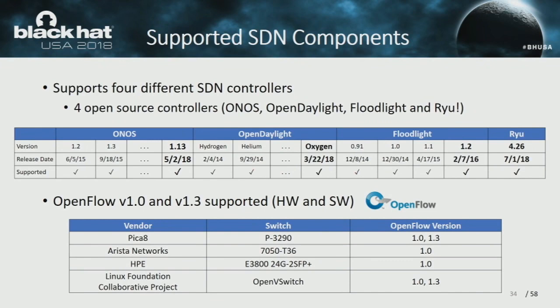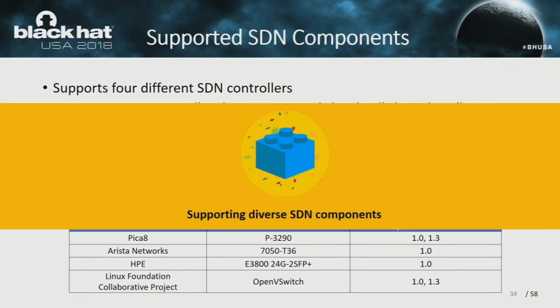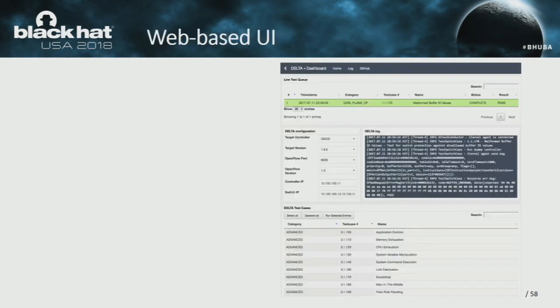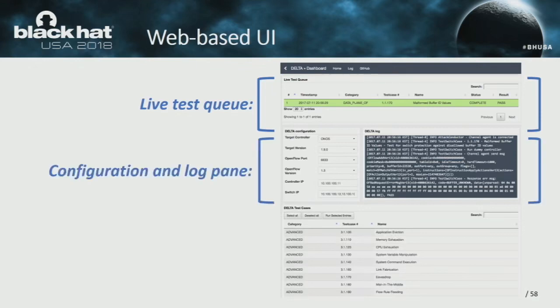And as you can see in the bottom table, we have tested Pica8, Arista, HP hardware switches, and Open vSwitch. So we can say that Delta is interoperable with diverse SDN components, which is the third design goal. And for the user's convenience, Delta provides a web-based user interface, and it consists of 3 main parts: the live test queue, the configuration and log pane, and the test case inventory.